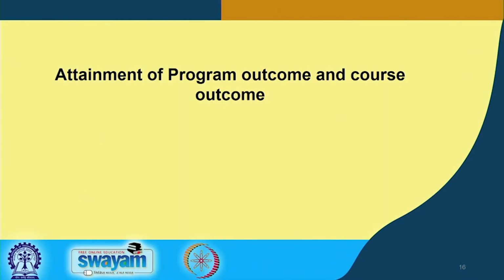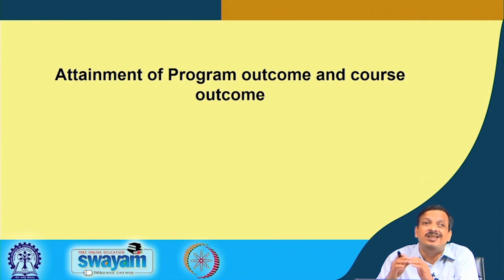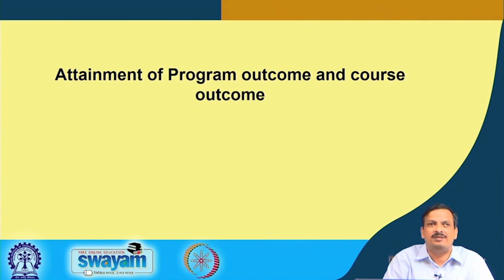So, in this class what we want to discuss is attainment of program outcome and course outcome. Which is one of the important parts of your NBA SAR, but it is not only for NBA SAR, it is also helpful for improving your teaching quality.